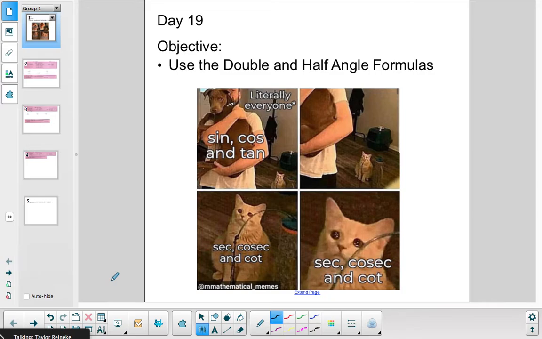Good morning, everybody. Today we're going to go over the double angle and half angle formulas for sine and cosine. Another just kind of gross formula that is useful for finding exact values without a calculator on some of the non-standard angles that we've been working with, but still using those to our advantage.